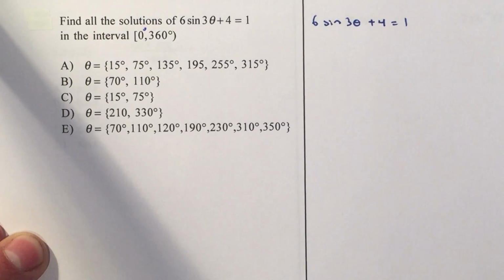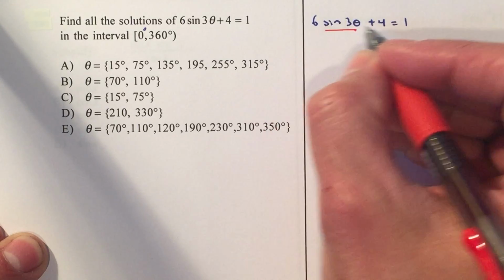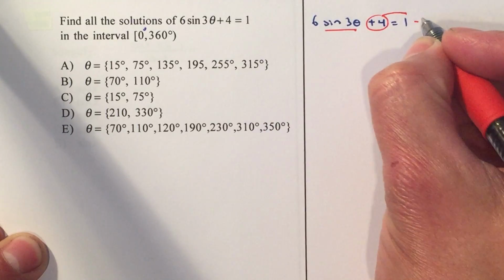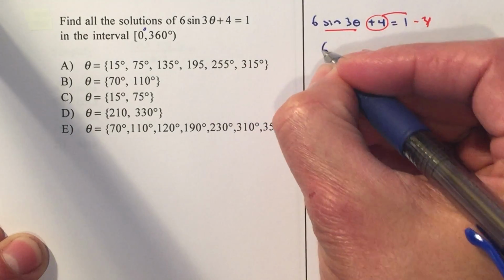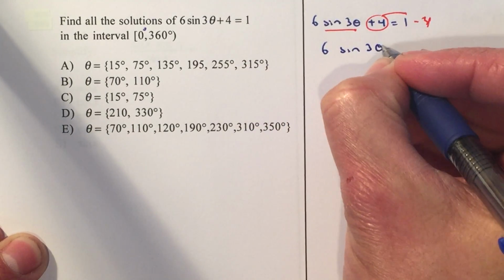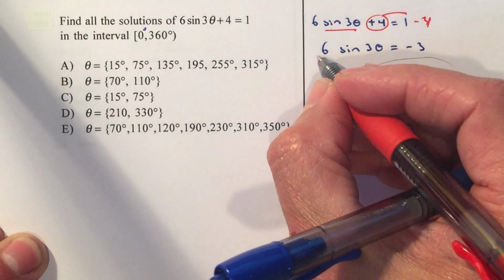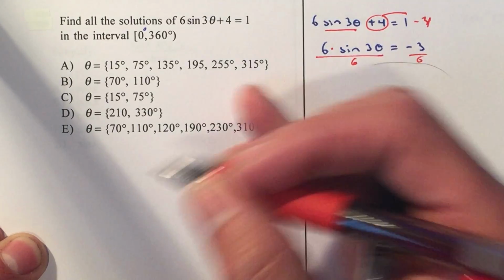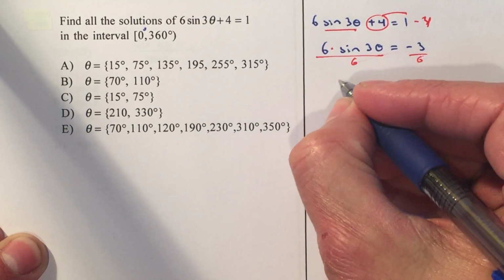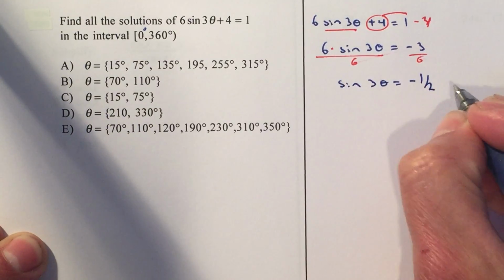I want to leave the sine of 3 theta by itself, so I want to get rid of the 4 and the 6. I'm going to move my 4 to the right, and it becomes a negative 4. That gives me 6 sine of 3 theta equal to negative 3. Now the 6 and the sine are multiplying, so I can divide by 6 on both sides. I have the sine of 3 theta is equal to negative 1/2.